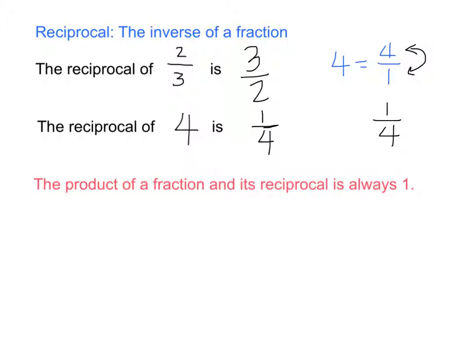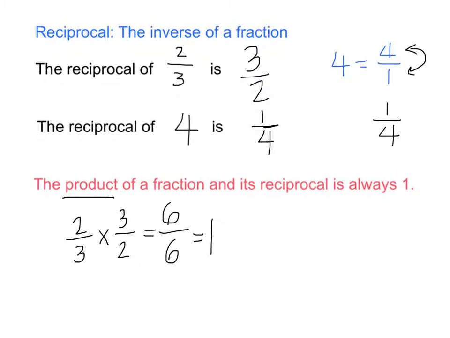Now it's important to know that the product of a fraction and its reciprocal is always 1. When I say the word product, what mathematical operation am I talking about? Multiplication. So if I multiply a fraction and its reciprocal, I will always get 1. Let's see if that's true. So the fraction was 2/3. What's the reciprocal? 3/2. If I multiply the fraction and its reciprocal, will I get 1? Let's multiply the top. 2 times 3 is 6. And the denominator, 3 times 2 is 6. Does that equal 1?